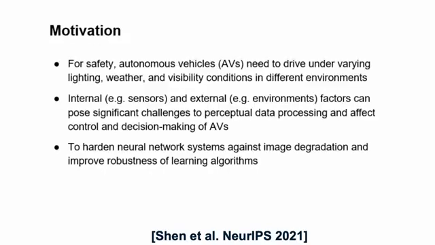We have several motivations for this project. For safety, autonomous vehicles need to drive under varying lighting, weather, and visibility conditions in different environments. Internal and external factors can pose significant challenges to perceptual data processing and affect control and decision-making of autonomous vehicles. And because of the points highlighted above, our goal is to harden neural network systems against image degradation and improve robustness of learning algorithms.